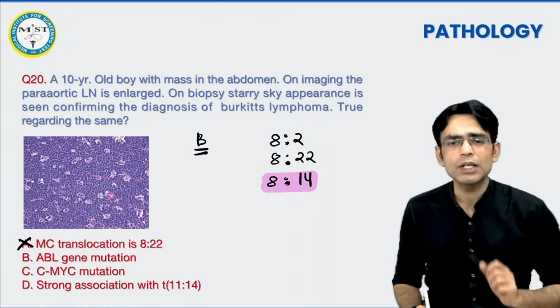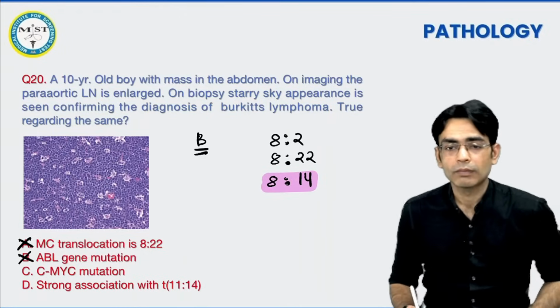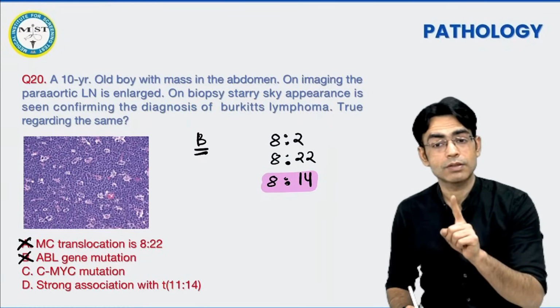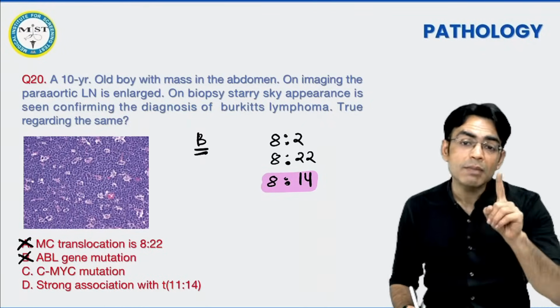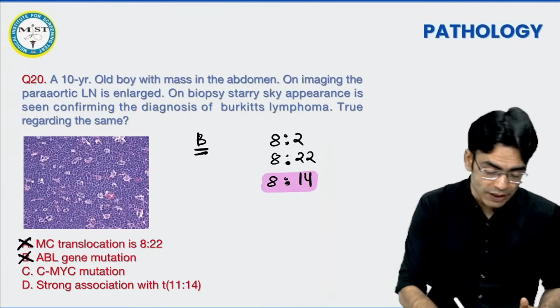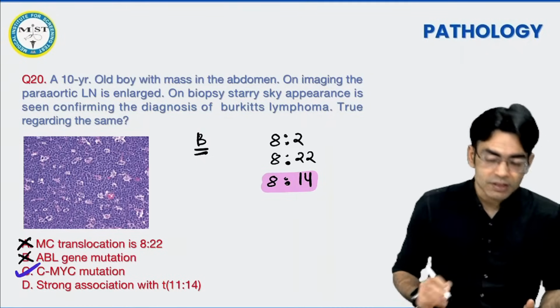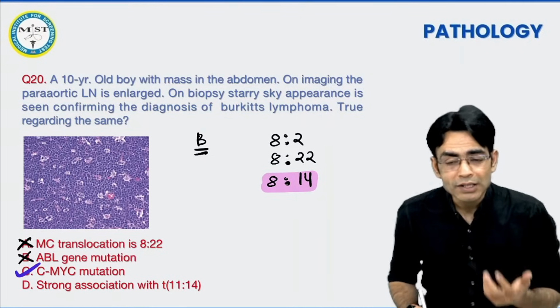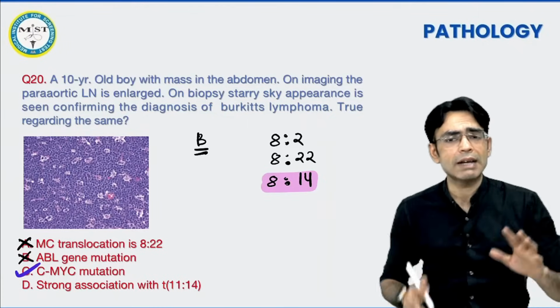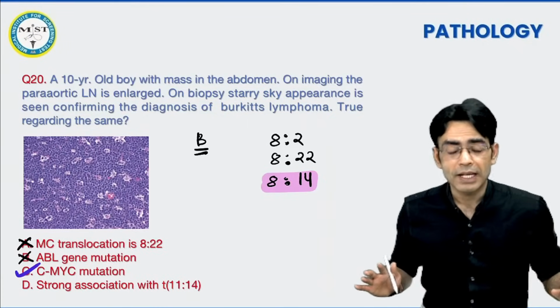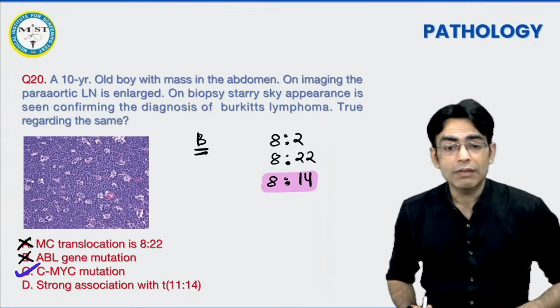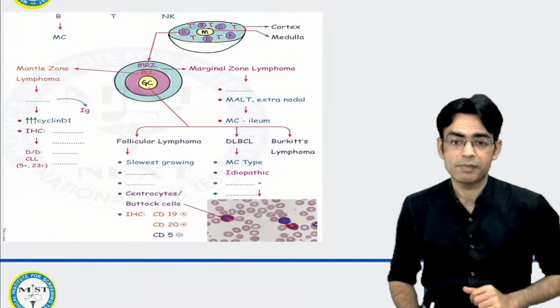ABL, BCR यहाँ नहीं होता बेटा. C-MYC, yes. Burkitt is seen with C-MYC mutation. It's an oncogene which gets mutated. तो ये C-MYC mutation है. And strong association with 11-14 नहीं. 11-14 यहाँ पे नहीं है. 11-14 किसके लिए? 11-14 यहाँ बताओगे आप लोग मेरे को.